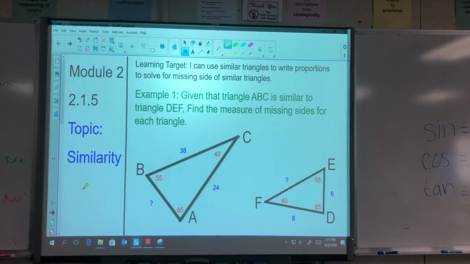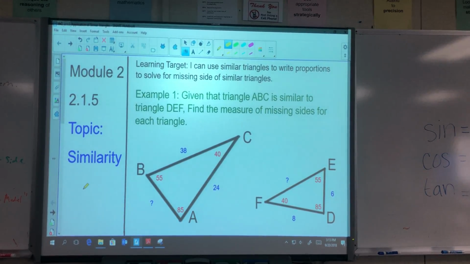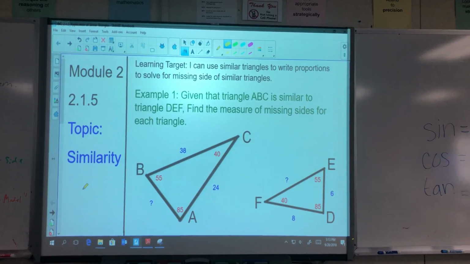This is your 2.1.5 notes for Module 2. Topic is similarity. For this topic, this is the last section. We did 2.1.1, 2.1.2, and then 2.1.5. Our learning target is: I can use similar triangles to write proportions to solve for missing sides of similar triangles.